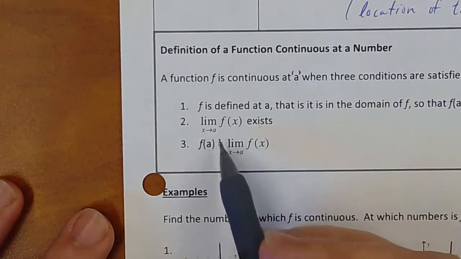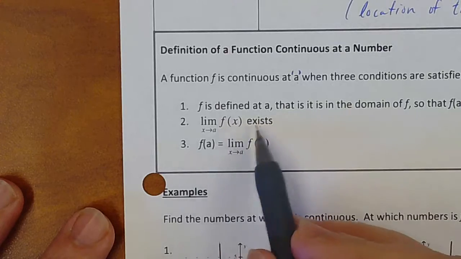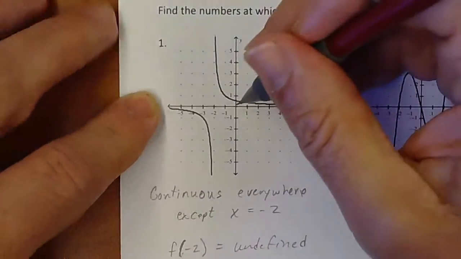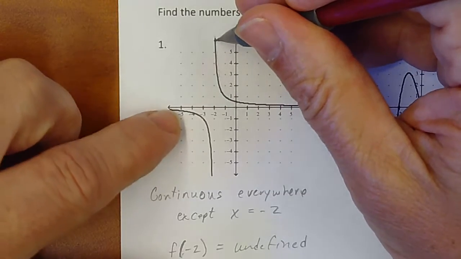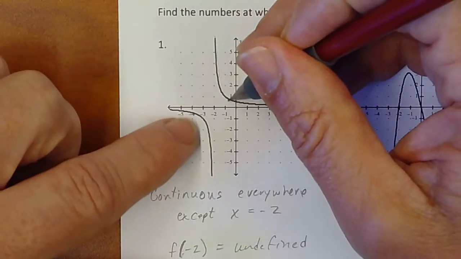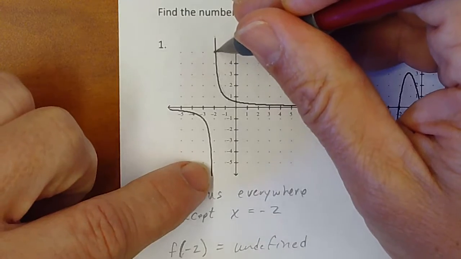What is the limit? The limit of the function as x approaches a. Does it exist or does it not exist? Well, from the right side of -2, it's approaching positive infinity, and then the left side, it's negative infinity. It's definitely not approaching the same number, so it actually doesn't have a limit.